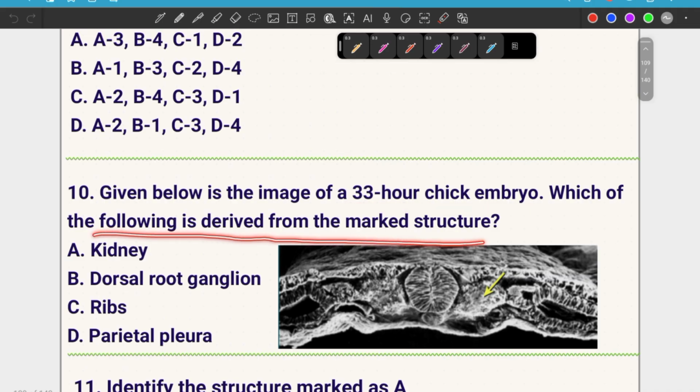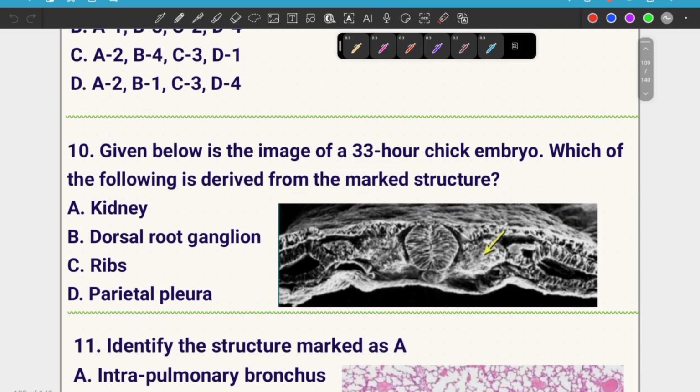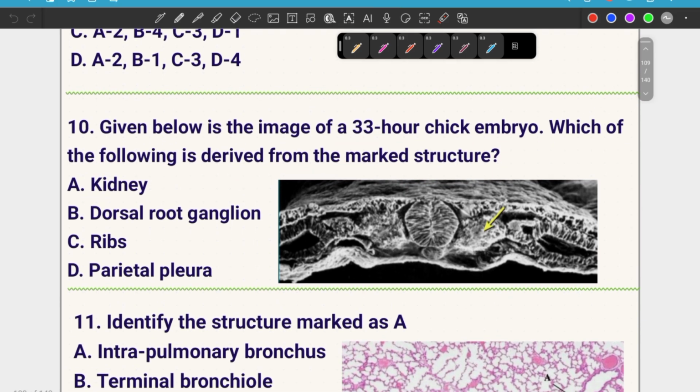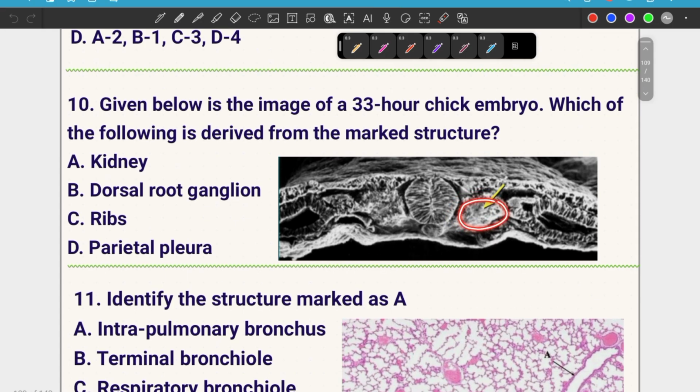10th one: the given image shows a 33-hour chick embryo. Which of the following is derived from the marked structure? Actually, we saw this image before. This is the notochord, whereas lateral to it is mesoderm. This is the paraaxial mesoderm. This paraaxial mesoderm forms the axial skeleton. This is in the center, right? So the axial skeleton, which all comes in axial skeleton? Can you name 1, 2, 3? It is the ribs. Here the given option is ribs. Vertebra also comes in the center.